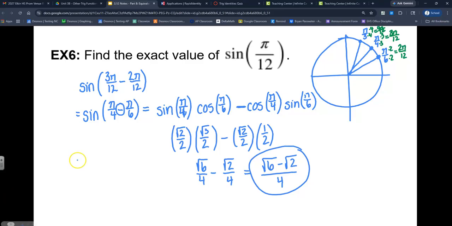A lot of times they'll tell you which angles to use so that you don't have to come up with those values on your own.